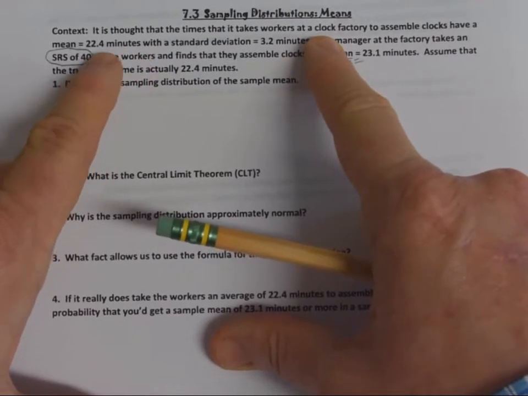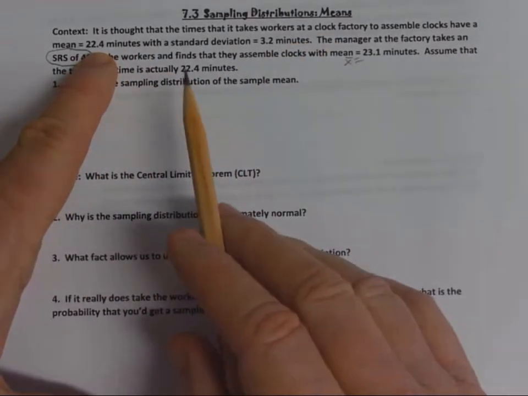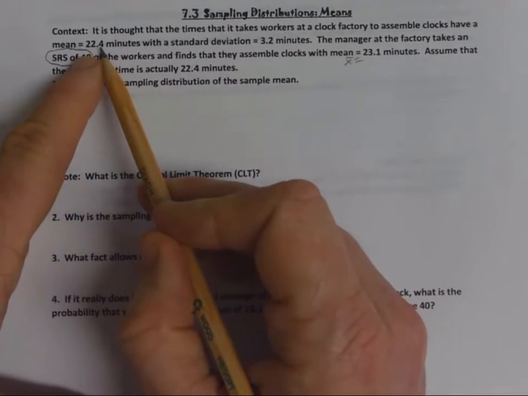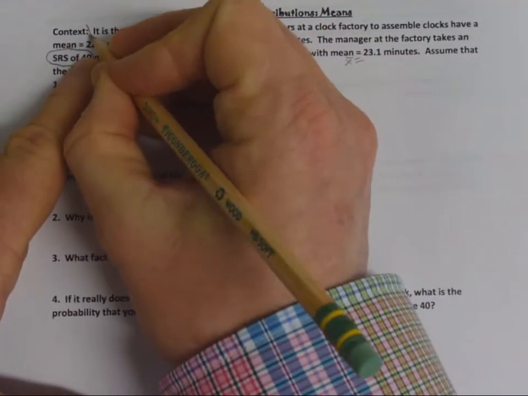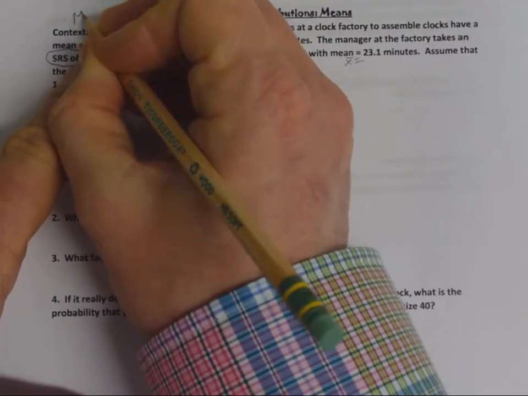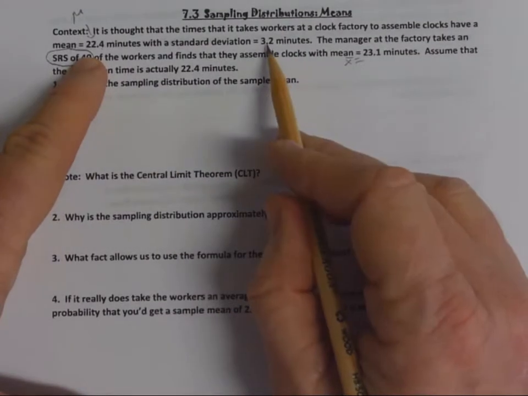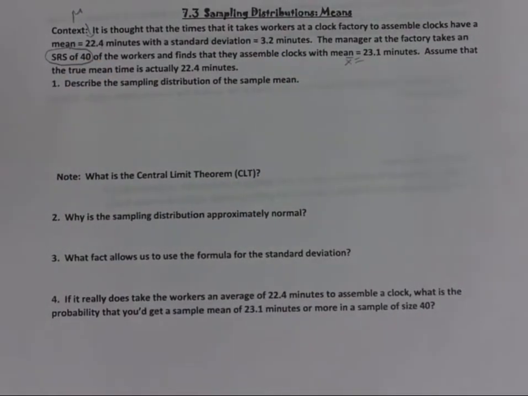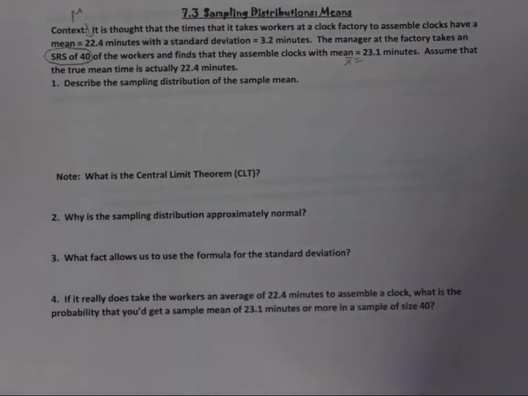And the parameter is the mean amount of time it takes them to assemble a clock, which is 22.4. So that is our mu. That is our population mean. And there's our sigma, our population standard deviation. So we're asked to describe the sampling distribution. So I want to go back and explain again what a sampling distribution is and the main concepts of this chapter.